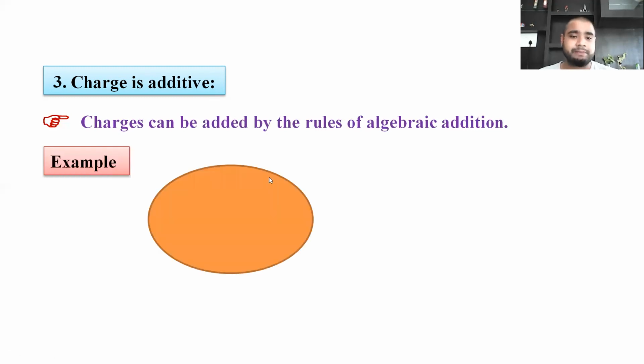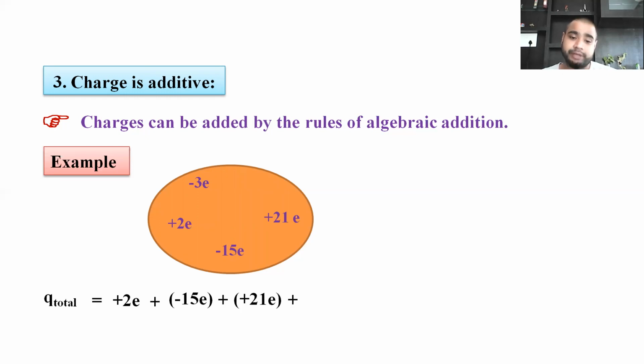Let's see one example. Let's take one example. We have a system here. The system has +2 electrons, -15 electrons, +21 electrons, and -3 electrons. Now, according to additivity of charge, you can find the net charge of the system by adding them. I think the answer will be +5 electrons. Let's check it: +2e + (-15e) + 21e + (-3e). As I said, the answer is +5 electrons.